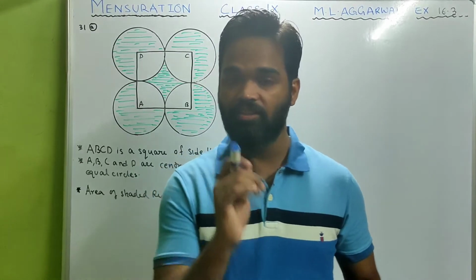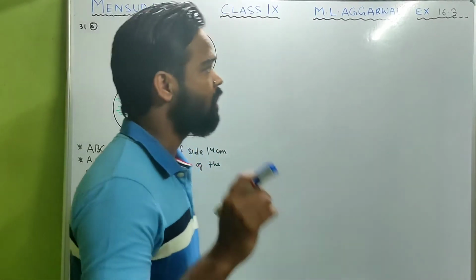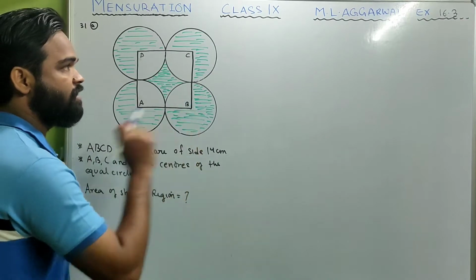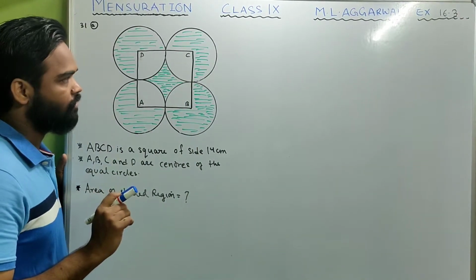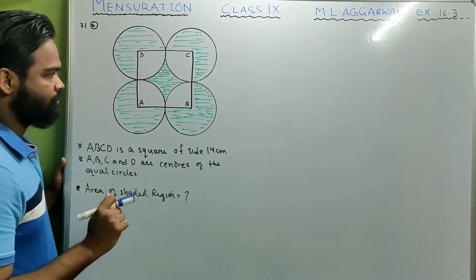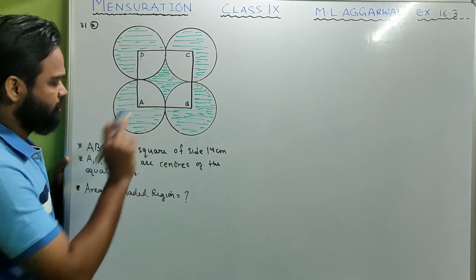Hi kids, in this video we'll continue with class 9 mensuration exercise 16.3. We have already done till sum number 30. Okay, area of circles.